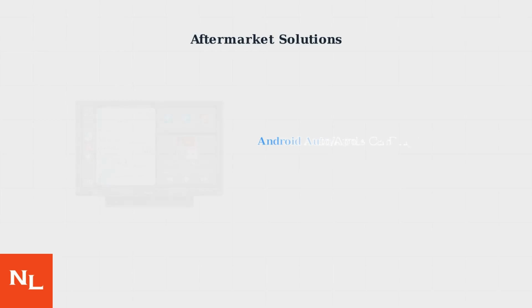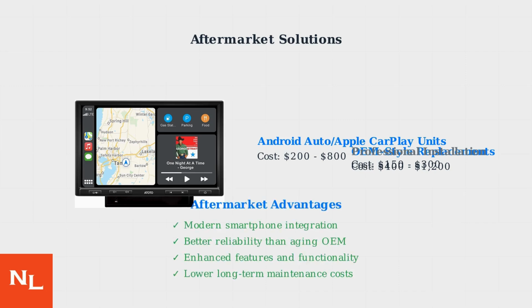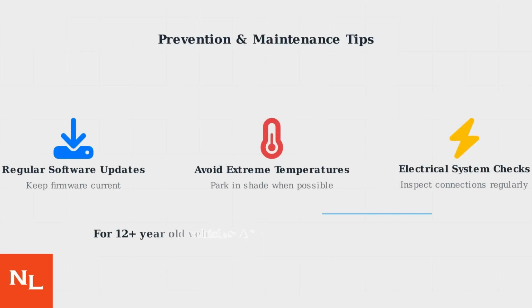Given the age of your 2013 Equinox, aftermarket solutions often provide better value. Modern Android Auto and Apple CarPlay units offer enhanced functionality at a fraction of OEM replacement costs. Aftermarket units provide significant advantages, including modern smartphone integration, better reliability, enhanced features, and lower long-term costs compared to aging OEM systems.